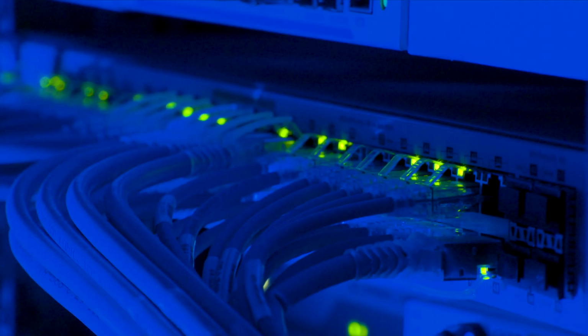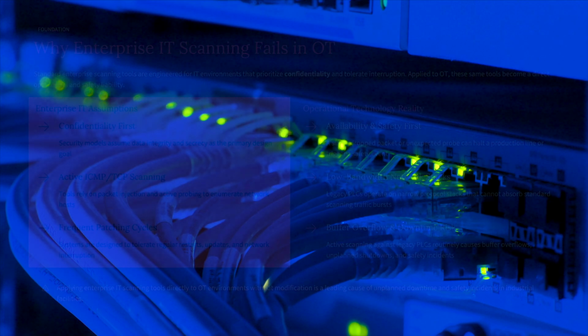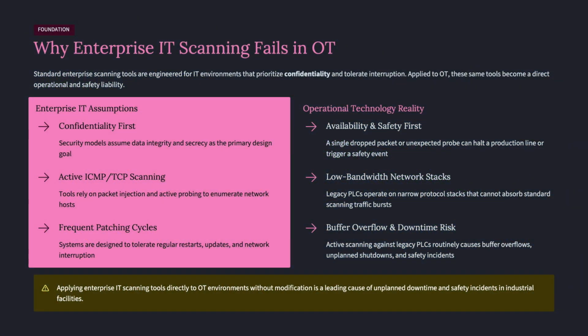To understand why traditional asset mapping fails on the factory floor, we must look at the fundamental conflict between enterprise IT and operational technology. Enterprise IT security prioritizes confidentiality and relies on active ICMP or TCP probes to scan networks. IT systems are built to handle frequent patches and restarts. On the other side, operational technology operates under the exact opposite priority.